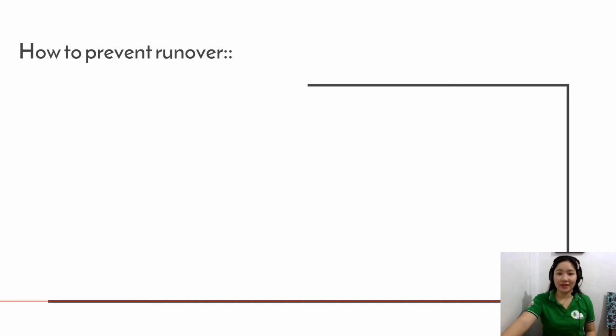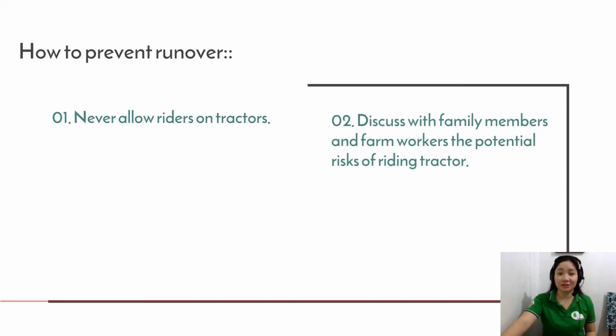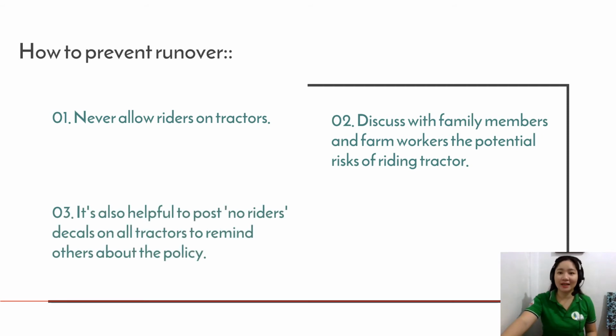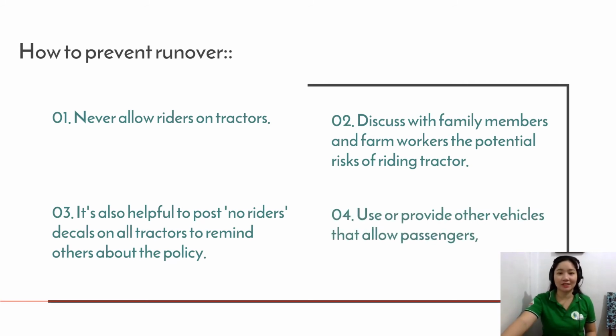So how to prevent run over, class? Never allow riders on the tractors. Discuss with family members and farm workers the potential risks of riding a tractor. It's also helpful to post no rider decals on all tractors to remind others about the policy. Use or provide other vehicles that allow passengers such as trucks or cars when transportation is needed to fields or remote work sites.